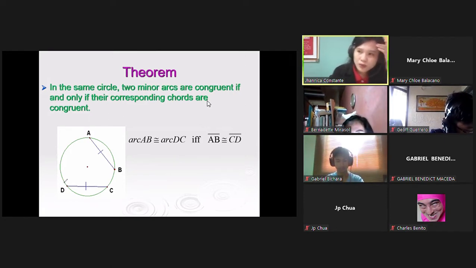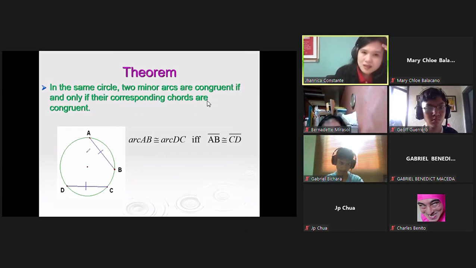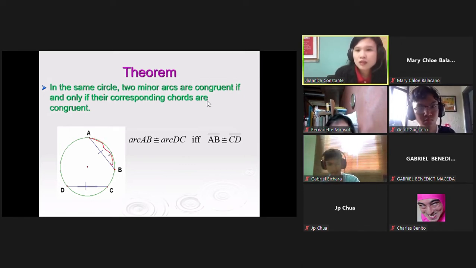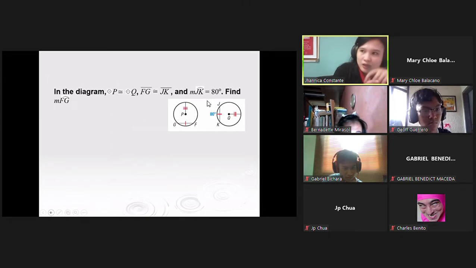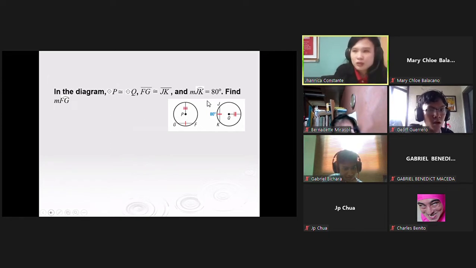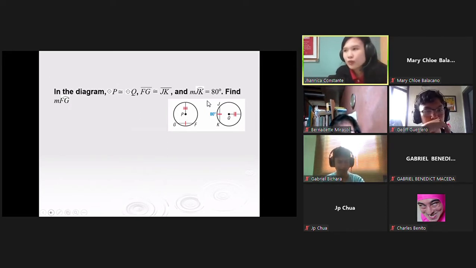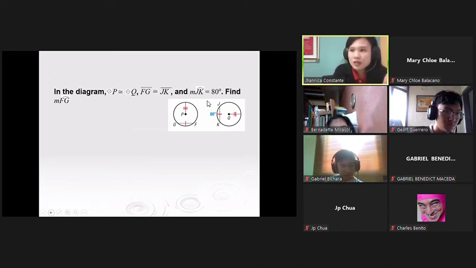That means if we have another circle with the same chord measurement, the measurement of its minor arc is the same as the measurement of the other circle. For example, in the diagram, circle P is congruent to circle Q, the chord FG is congruent to the chord JK, and the measurement of the arc JK is equal to 80 degrees. Find the measurement of the arc FG.